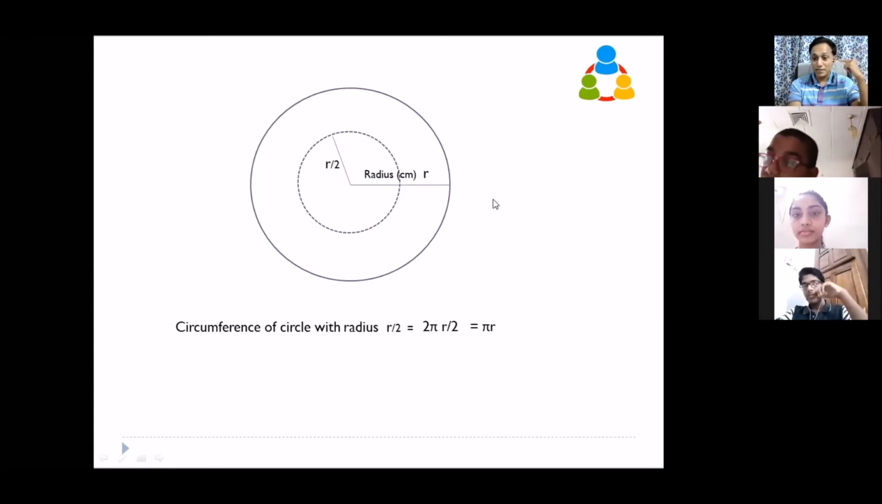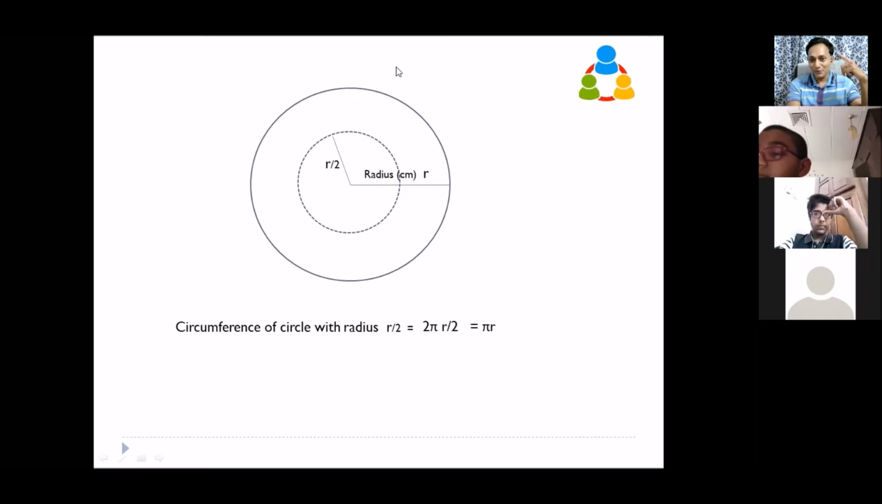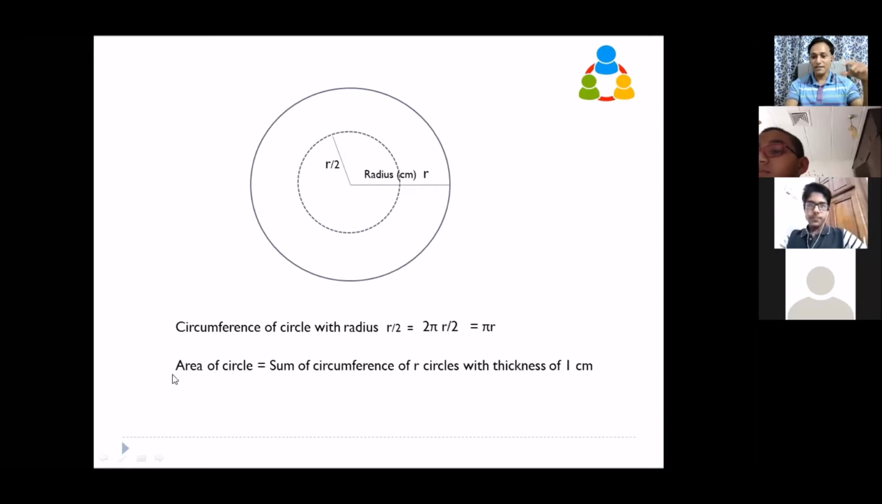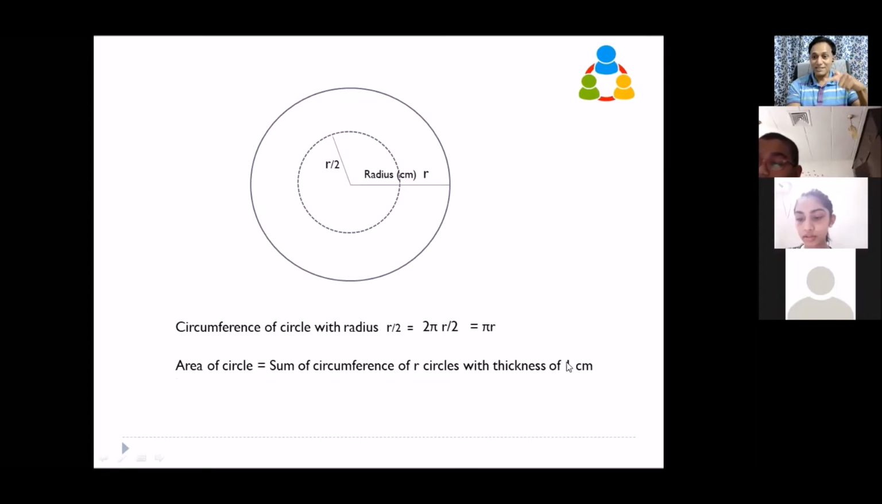Yes, sir. So you have to get this visualization correct, okay? This is important. To get into the crux of geometry, you have to get this visualization correct. So I'm just writing that in English here. This is pure English, whatever I told before. Area of this whole circle is the sum, means addition, of the circumference of r circles with thickness of 1 centimeter. If you assume r such circles are there, the circumference with thickness 1 centimeter, the area will be circumference into 1. So that is pi r into r or pi r square.